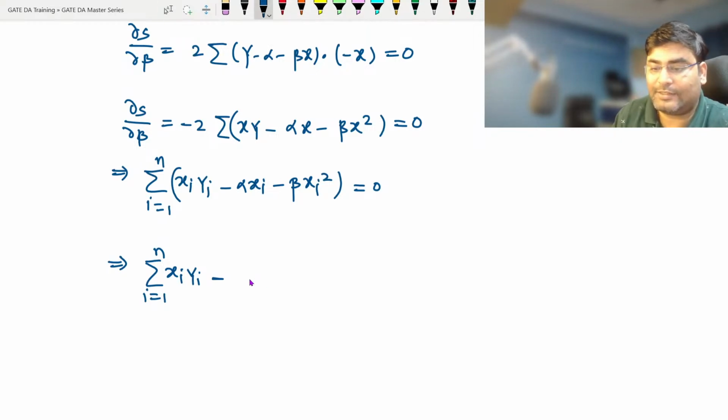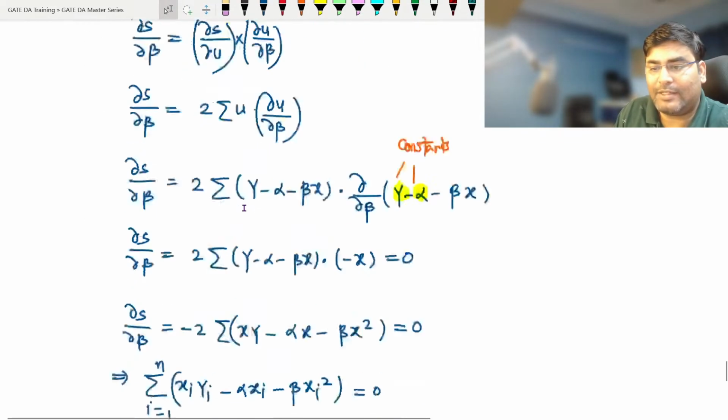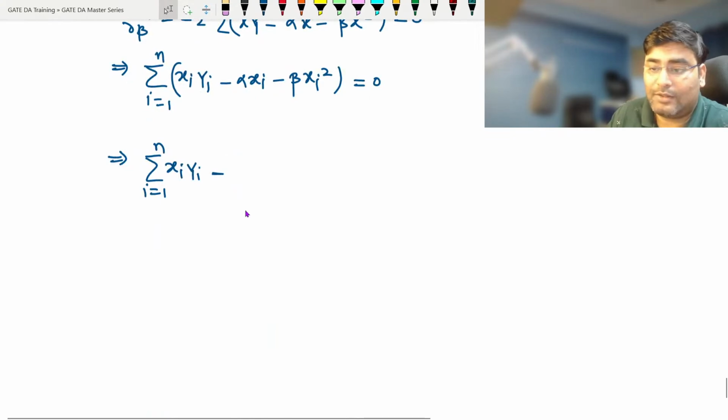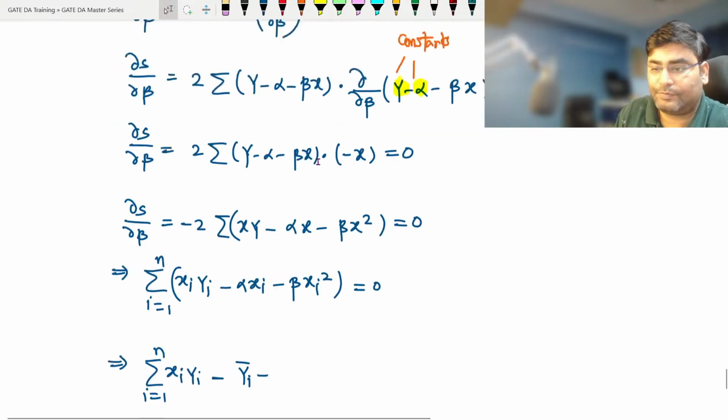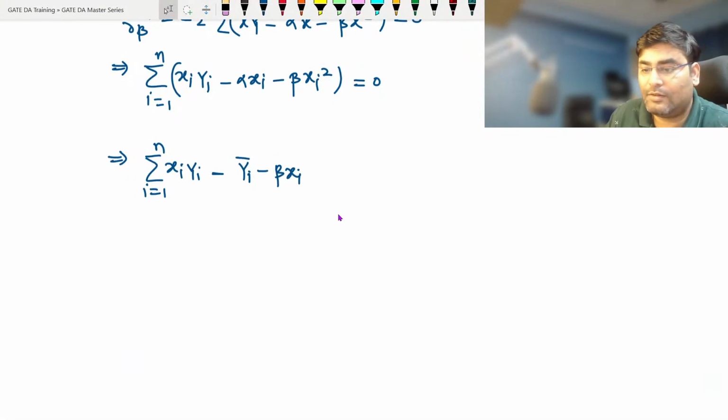Now here you have to bring alpha. What is the alpha we had estimated? Guys, what is alpha? It is y bar minus beta x bar, right? So it will be written as y bar minus beta x bar. Agree? What I'll do now, I'll change the color for this so that it looks different.